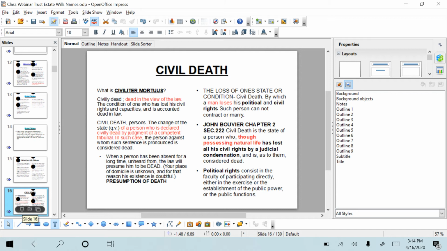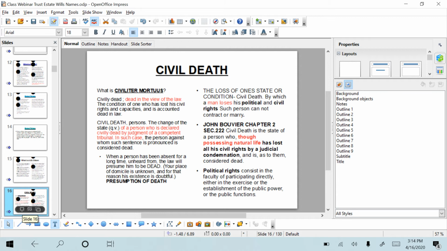John Bouvier, chapter 2, section 22. Civil death is the state of a person who, though possessing natural life, has lost all his civil rights by judicial condemnation, and is, as to them, considered dead. So it's telling you here that you can be dead and not know you're dead in the eyes of the law. You can be possessing natural life and be presumed to be dead.